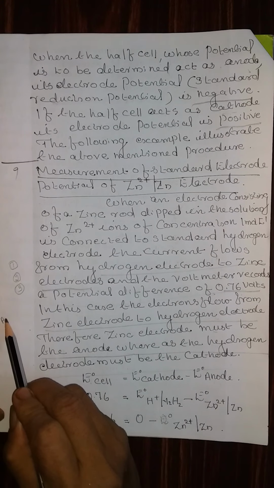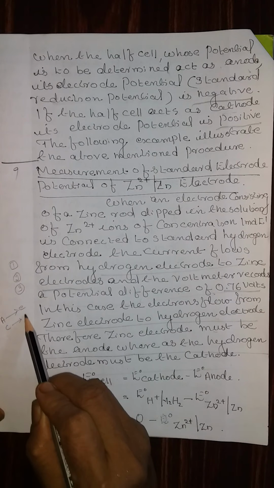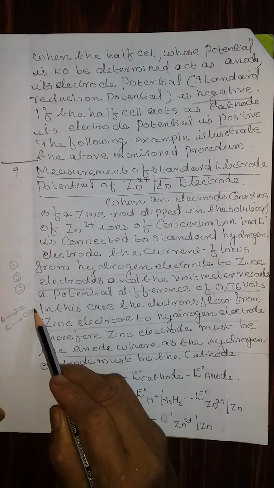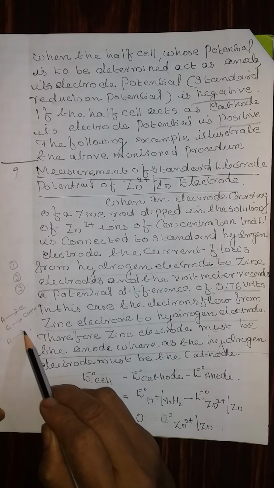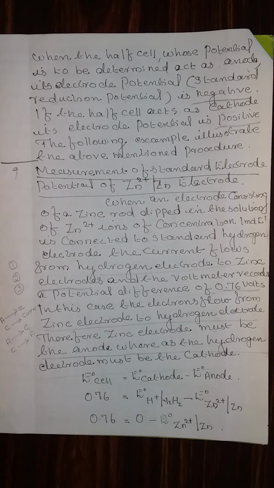From the anode the electrons flow. From the cathode the current flows. That means current flows from the cathode to the anode. And electrons flow from the anode to the cathode, while current flows from the cathode to the anode.